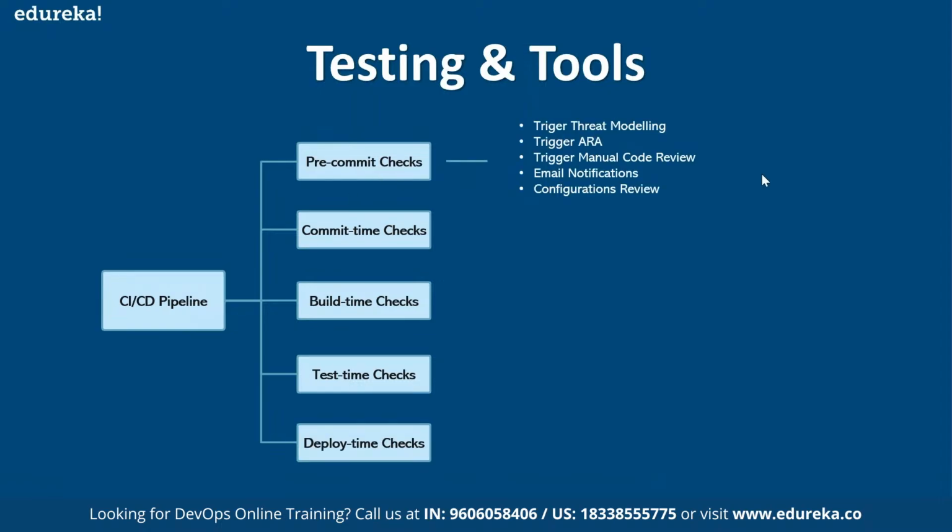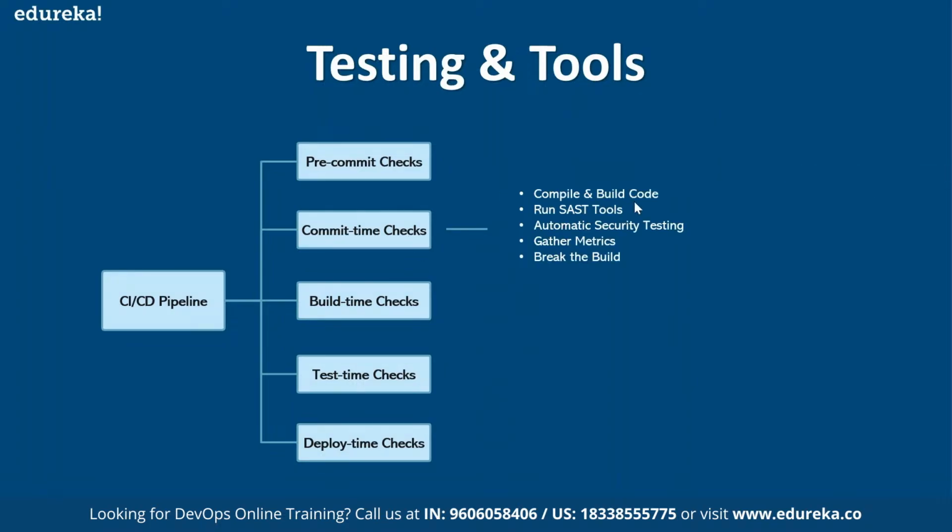When you commit your code, you should make sure that your ARA testing is completed. So what is ARA testing, guys? We are doing threat modeling, code review, and configuration reviews. ARA is architecture risk analysis, right? Remember, at the ARA point in time, we have to check architecture risk analysis, which we have discussed. That is before your code gets committed into your version control system. You should make sure it has been completed.